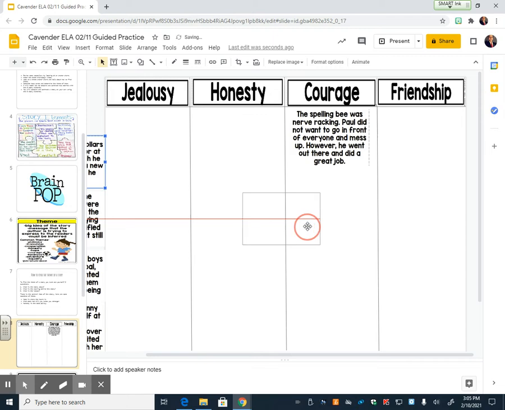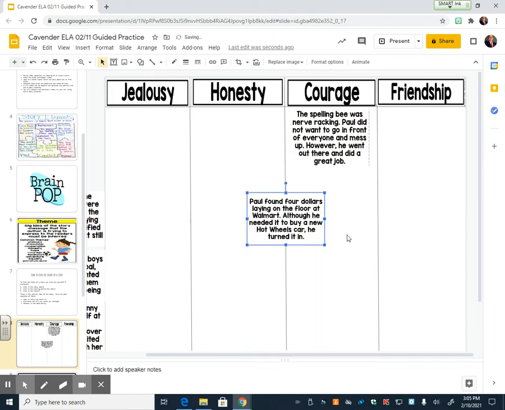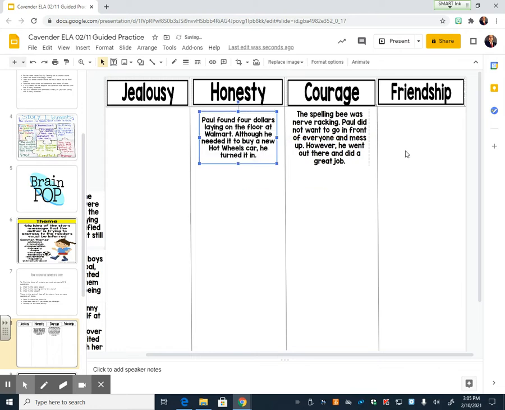Let's pull this next one to the middle. All right, Paul found $4 laying on the floor at Walmart. Although he needed it to buy a new Hot Wheels car, he turned it in. That's going to be honesty. He could have kept it, but he didn't. It could have been a test.